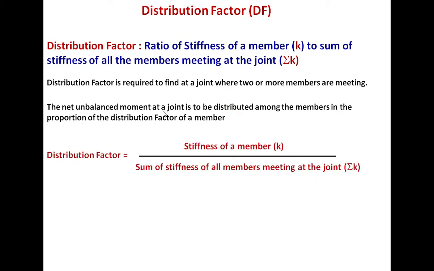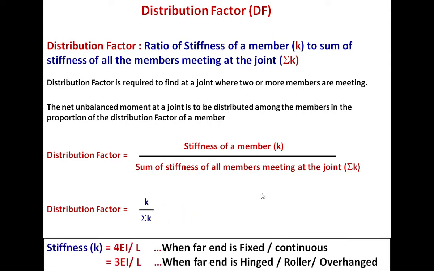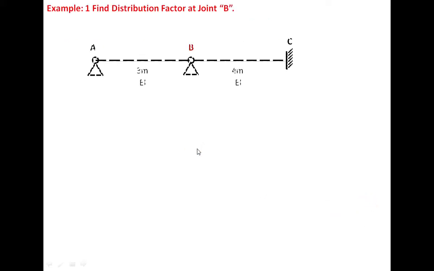Now how to find the distribution factor? By definition, the distribution factor is equal to the stiffness of a member, which we have seen how to find, divided by the sum of stiffnesses of all the members meeting at the joint. Mathematically, it is K upon sigma K. We know the stiffness is 4EI by L when the far end is fixed or continuous, and the stiffness is 3I by L when the far end is hinge, roller or overhang. Let us solve a problem in which a distribution factor is to be found.